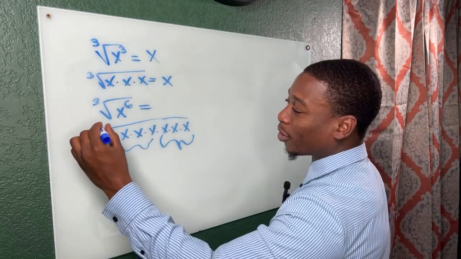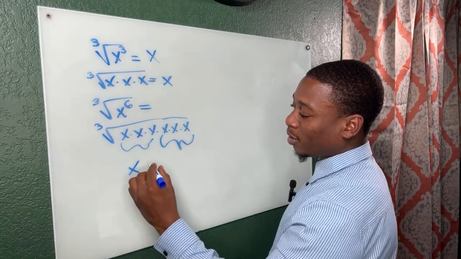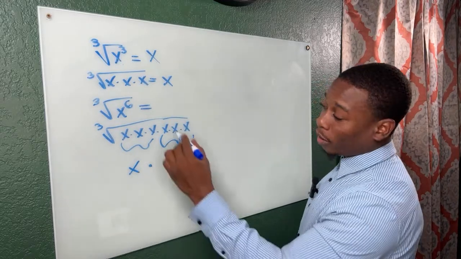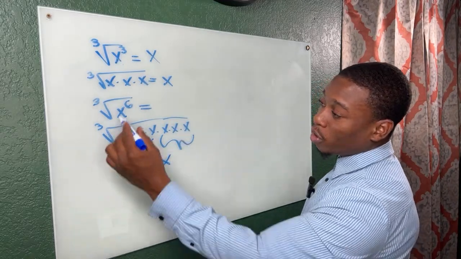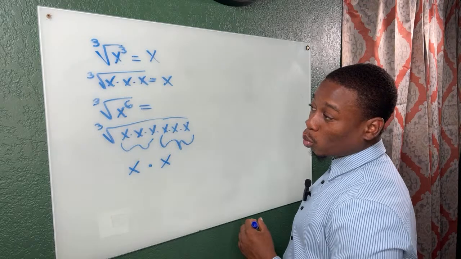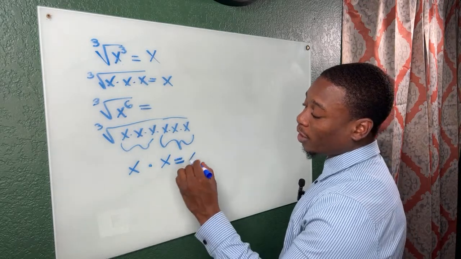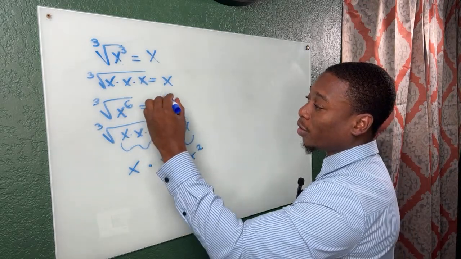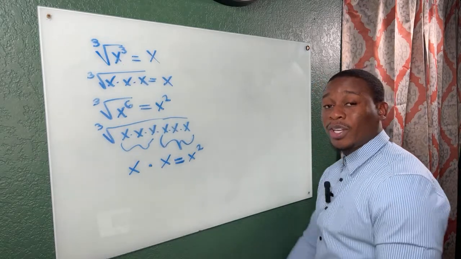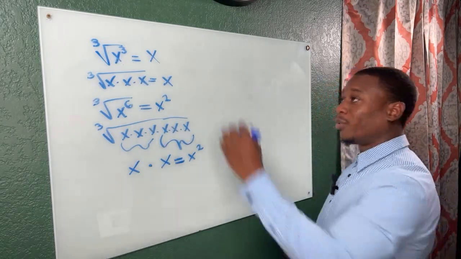So here goes our first x to the third. So this is x, right? It comes out of the radical, and here's our second one. So we know the cube root of x to the 6th power is just x times x, which is x squared.